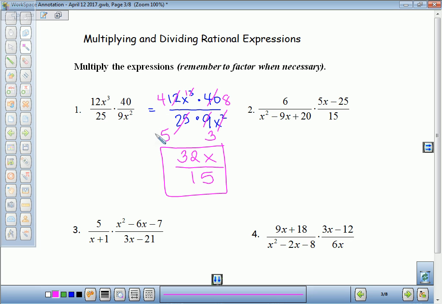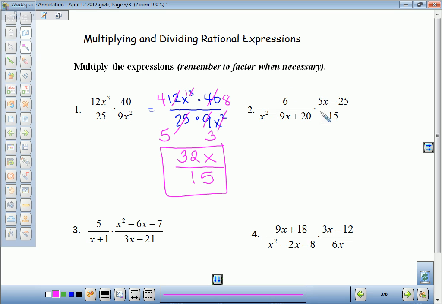Okay, and the same process would occur whether I'm multiplying 2 rational expressions or multiplying 3 rational expressions. It's exactly the same thing. We multiply all the numerators, multiply all the denominators, and reduce. Now, I'm actually not going to multiply the numbers and make them bigger. I'm just going to leave it as a product.